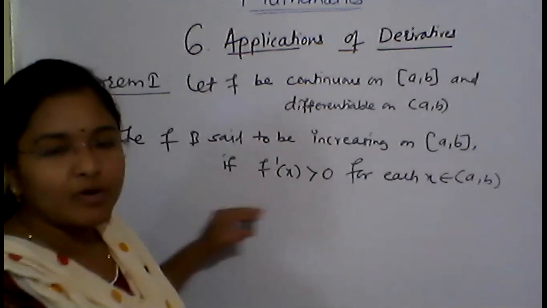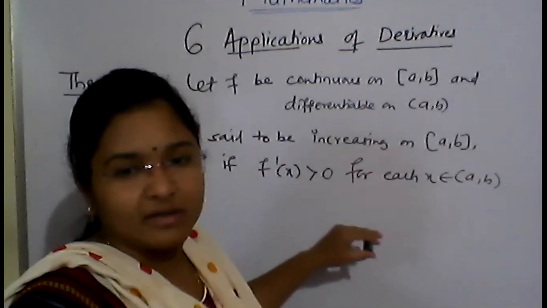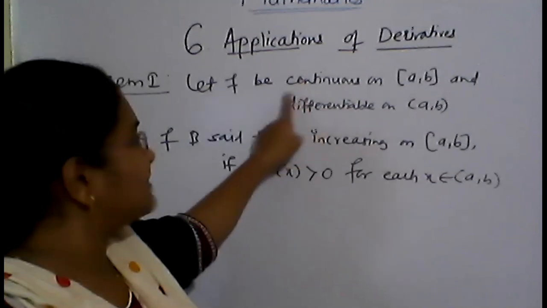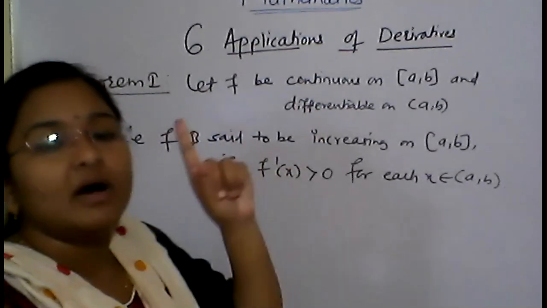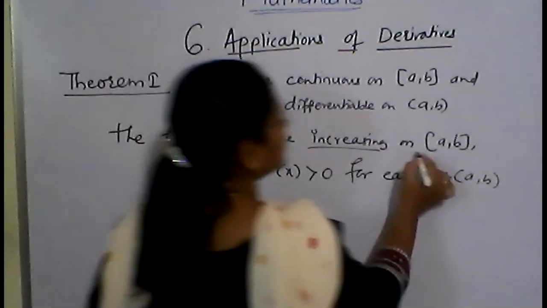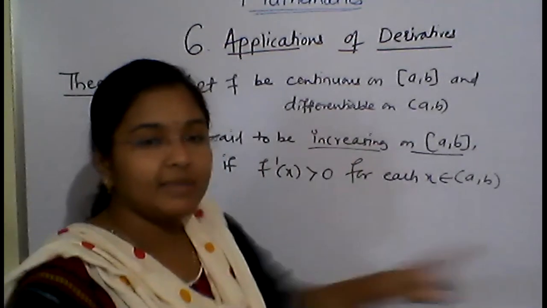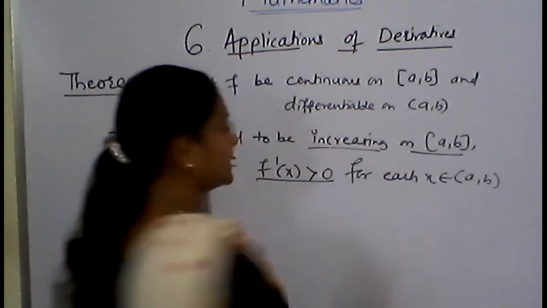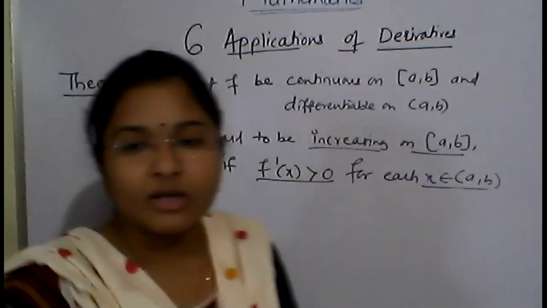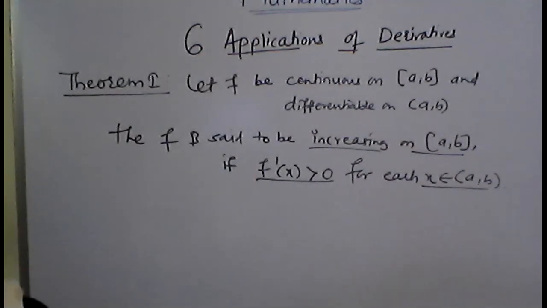Now this is a very important theorem, because by using this theorem only we are going to solve the questions. So here we have f continuous. Repeatedly I am telling you, f is continuous on closed interval AB, differentiable on open interval AB. Then f is said to be increasing on the closed interval AB if f dash x is strictly greater than 0 for each x belongs to the open interval. Getting? Any doubt in this? Yes, boys? Any doubt? No doubt, ma'am.